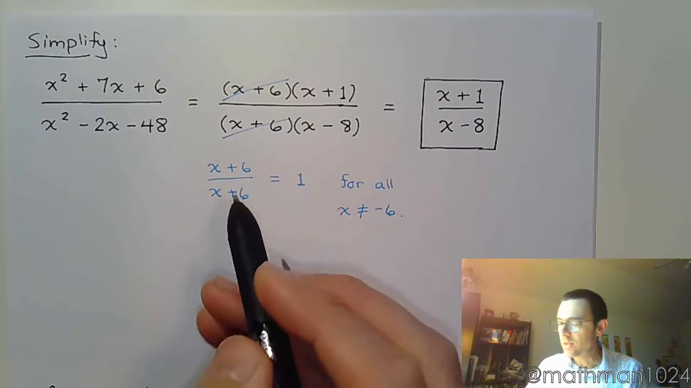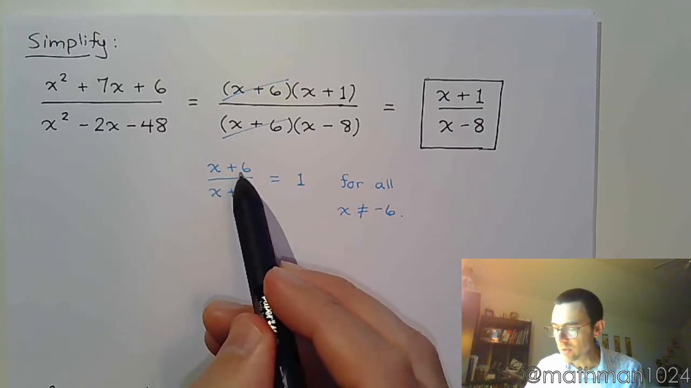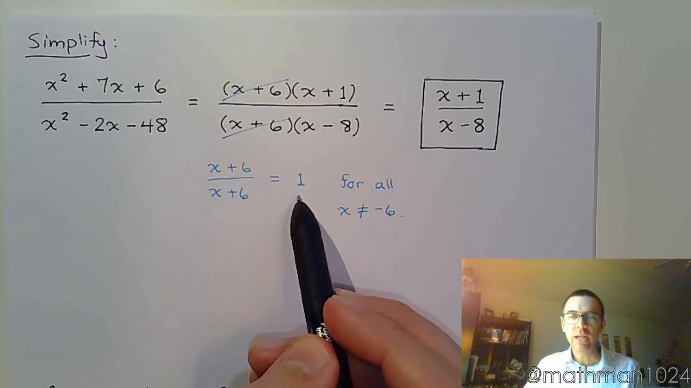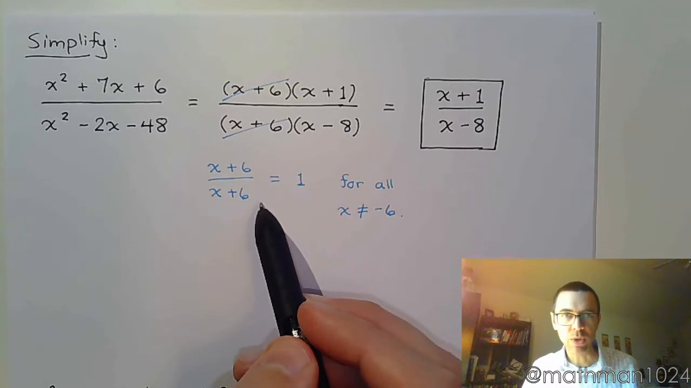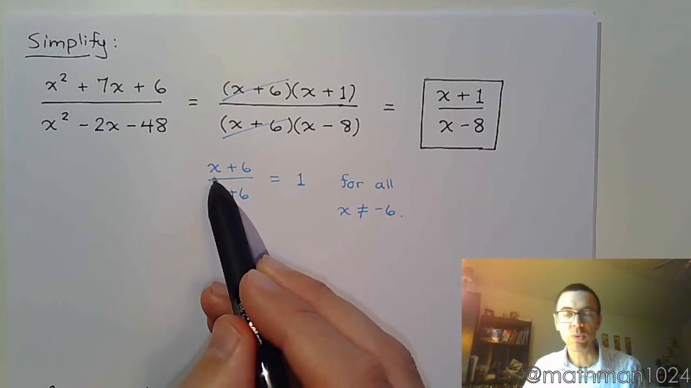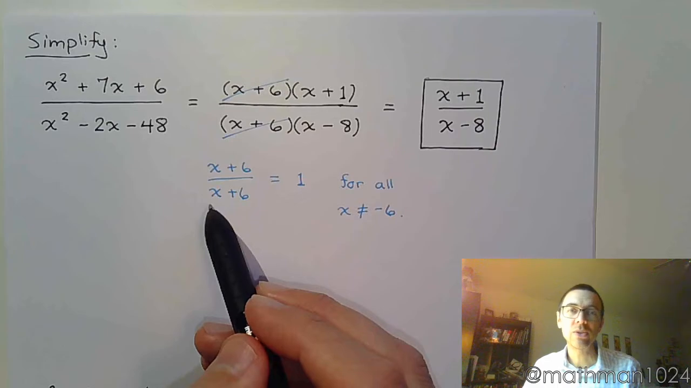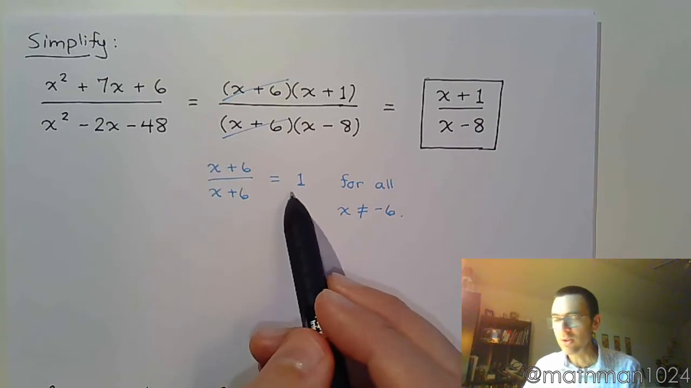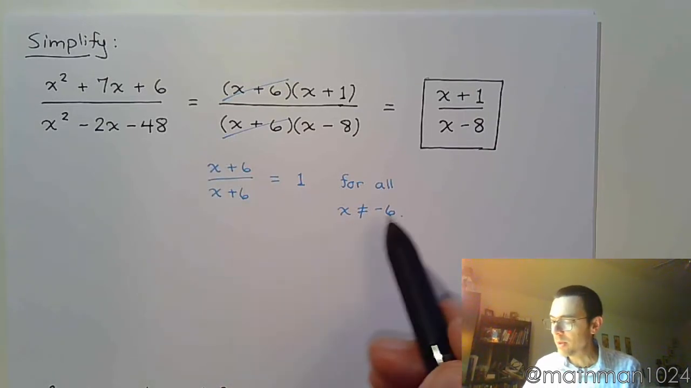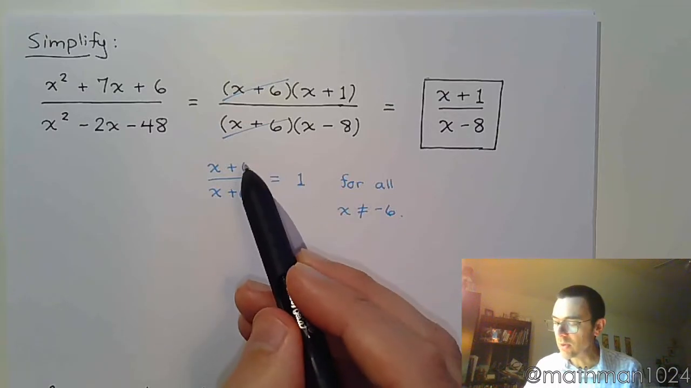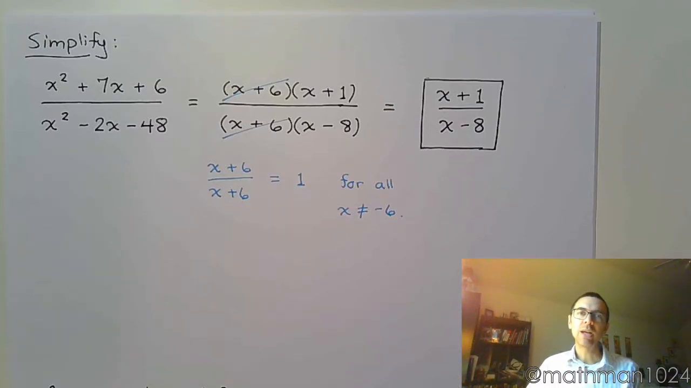Okay? And that's the really neat thing about this, that when you have something divided by itself, it always gives you 1, as long as you're not going to plug in a number that would cause it to be undefined. You could plug in 100, you could plug in negative 1,000, and when you do that, you're going to get a 1. But if you ever plug in negative 6, you would have 0 divided by 0, which would now make that expression undefined. Okay, so that's why we have that little statement there.